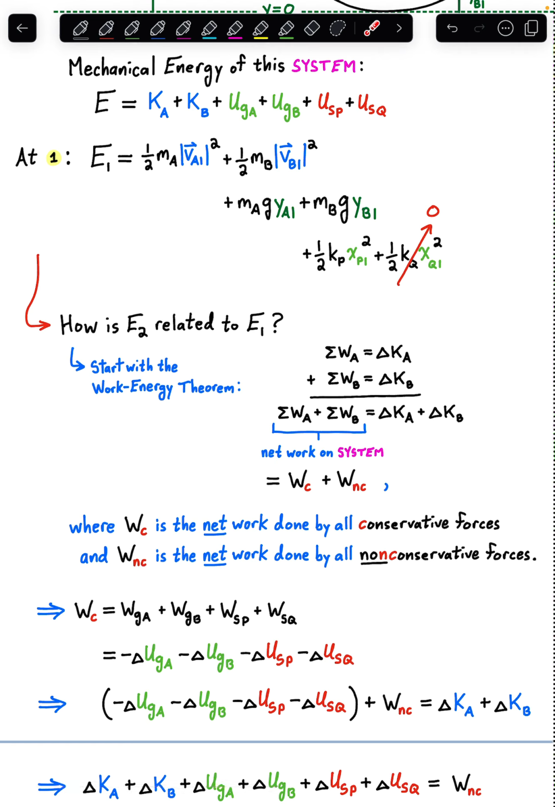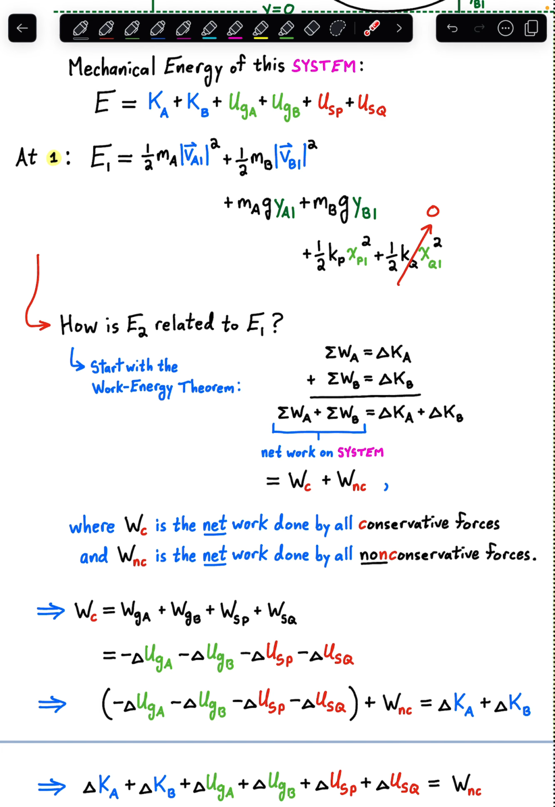So we're going to replace WGA with minus delta UGA, WGB with minus delta UGB, and likewise WSP with minus delta USP, WSQ with minus delta USQ. So the work done by the conservative forces equals the sums of the changes of all of these potential energies in the system. So that goes in here for WC. Add to that WNC, the work done by non-conservative forces, and the sum of those two things should equal the change in the kinetic energy of A plus the change in kinetic energy of B.